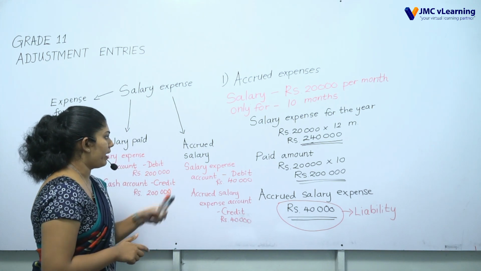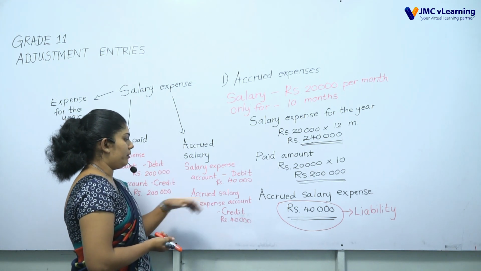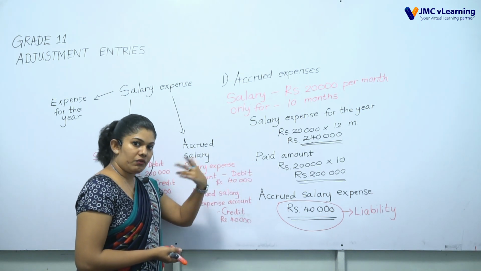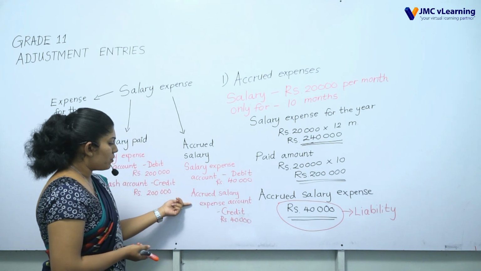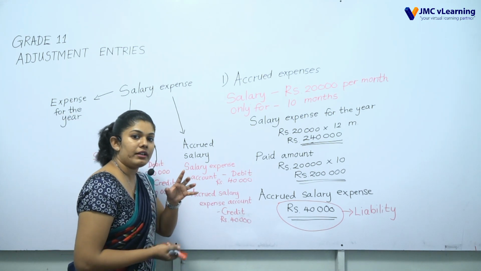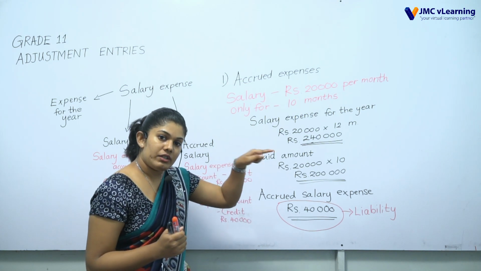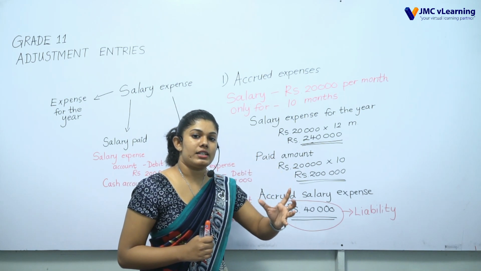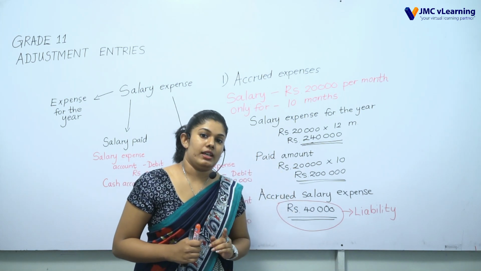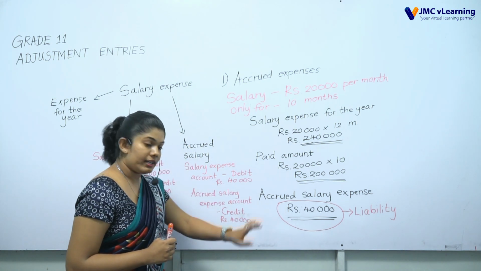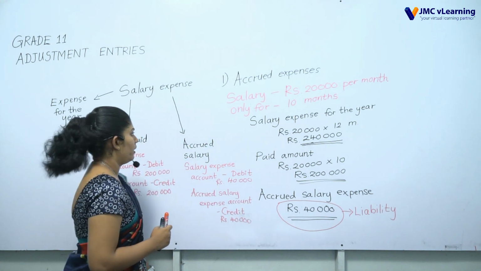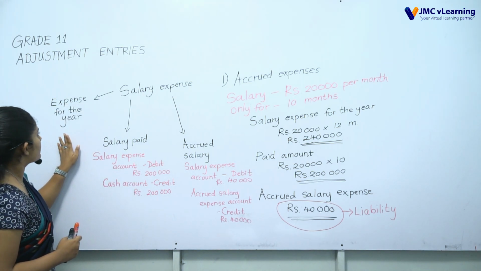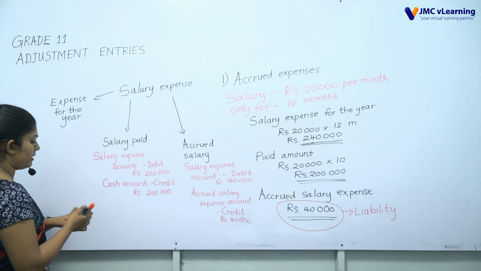This is the double entry for accrued salary. Salary expense account debit, because that salary amount we have to pay anyway. And accrued salary expense account is a temporary account to remind us you haven't paid that amount yet. It's an alert. Therefore, it's a liability. That is why it is credited. Then what is this? Expense for the year.